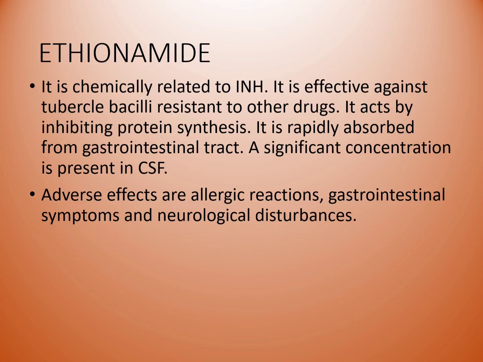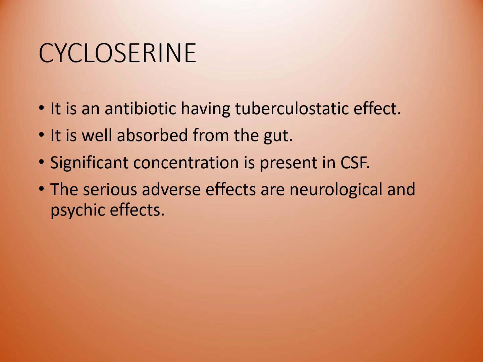Ethionamide. It is chemically related to isonicotinic acid hydrazide. It is effective against tubercle bacilli resistant to other drugs. It acts by inhibiting protein synthesis. It is rapidly absorbed from the gastrointestinal tract. A significant concentration is present in cerebrospinal fluid. Adverse effects are allergic reactions, gastrointestinal symptoms and neurological disturbances.